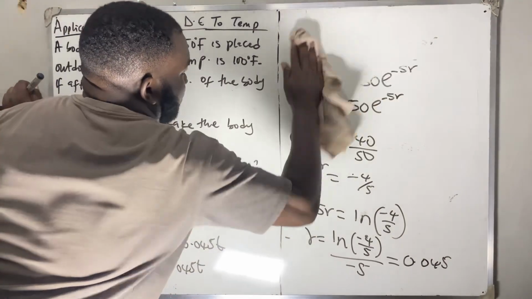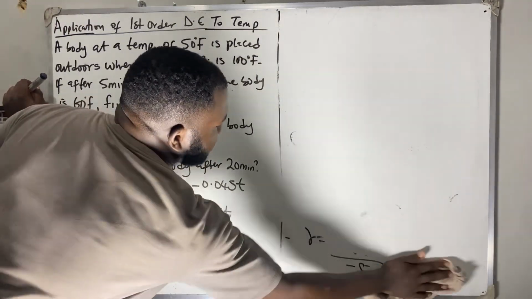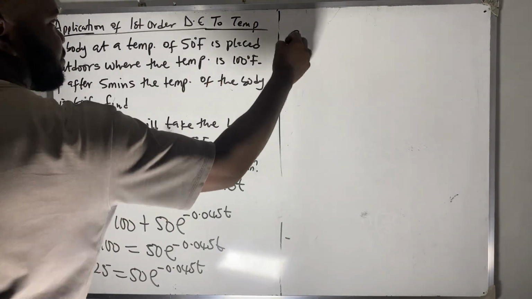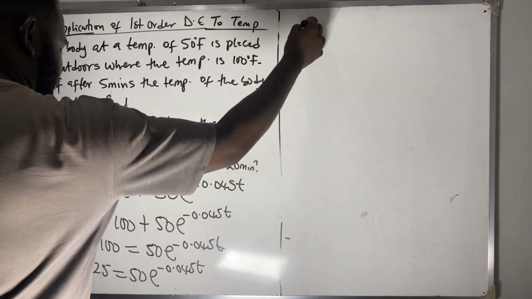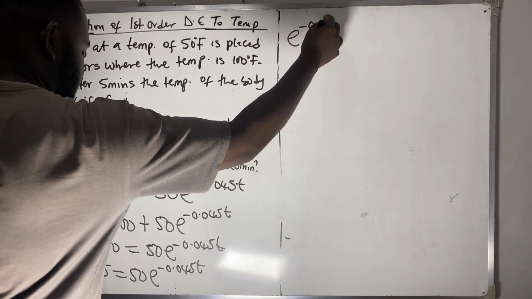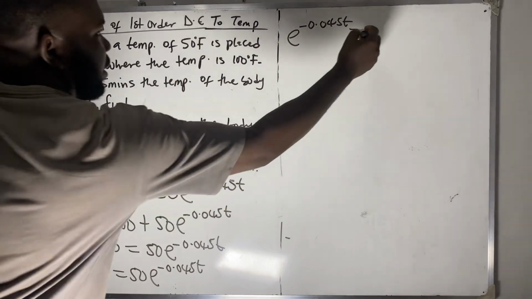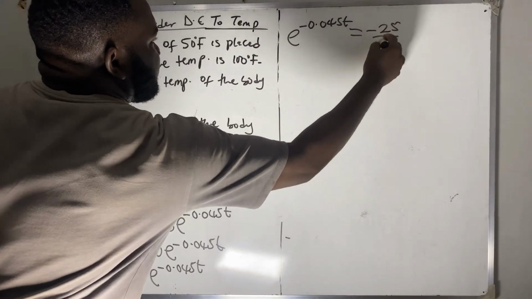My board is very small. That is why I'm cleaning. As you're writing it, you'll be seeing everything I'm solving here. So you will now have that exponential minus 0.045t will be equal to this divided by this. So we have minus 25 divided by 50.